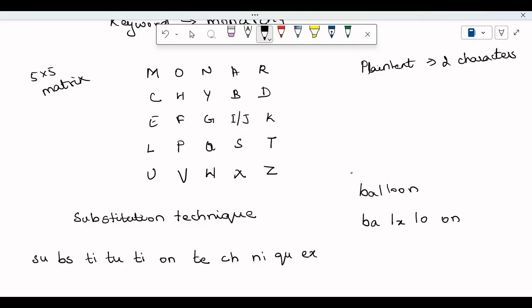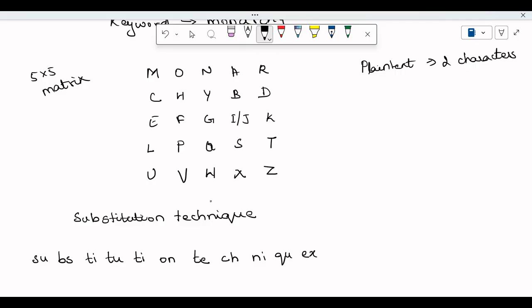If two characters remain the same in a block, then we will be inserting a filler and then proceeding with regrouping. So this is how the pre-processing is done. Next comes the ciphertext part.